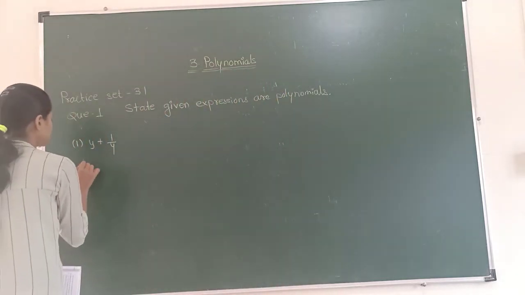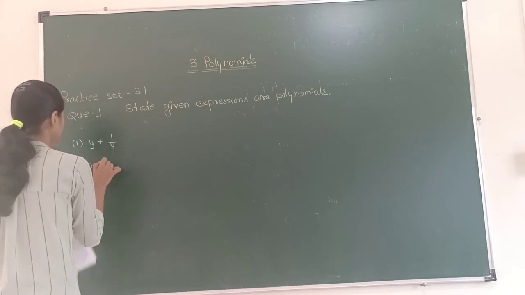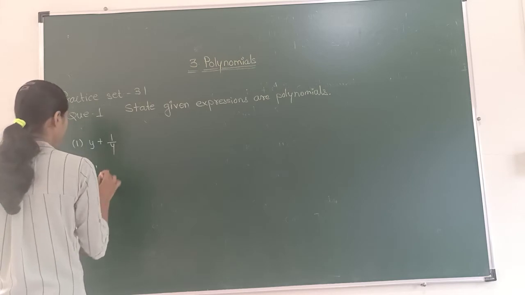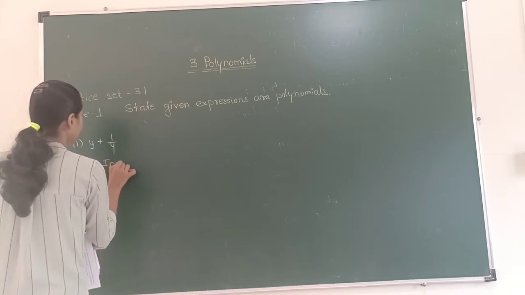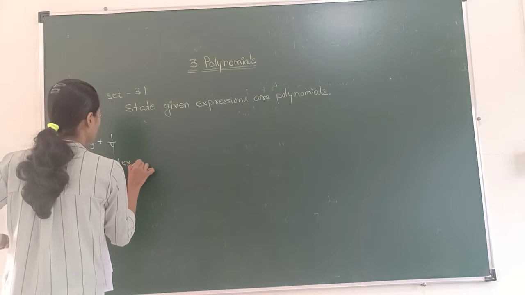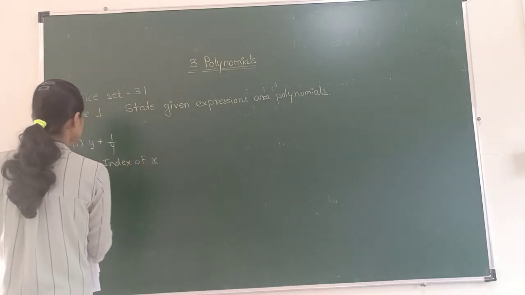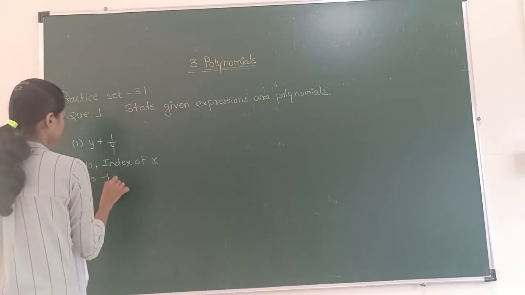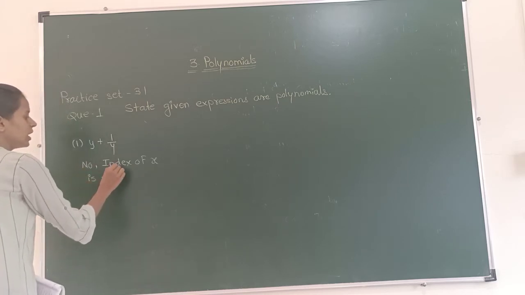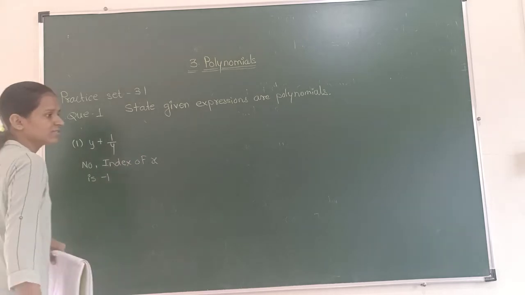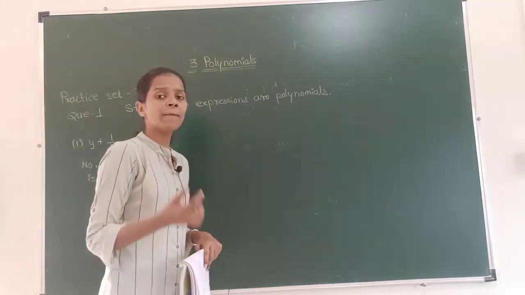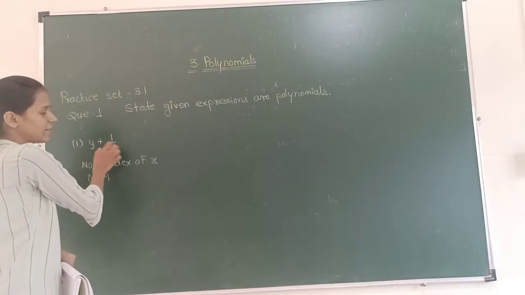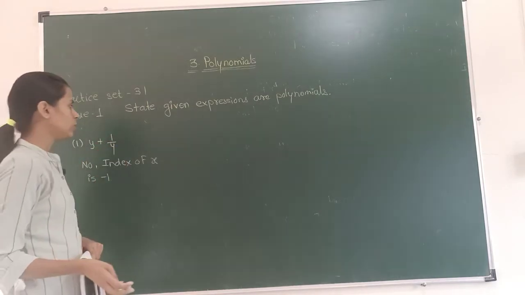This expression is not a polynomial. We have to write the justification. So we will write: index of y is minus 1. Why is it not a polynomial? Because the index of y is minus 1, and minus 1 is not a whole number. Therefore, y plus 1 upon y, this algebraic expression is not a polynomial.